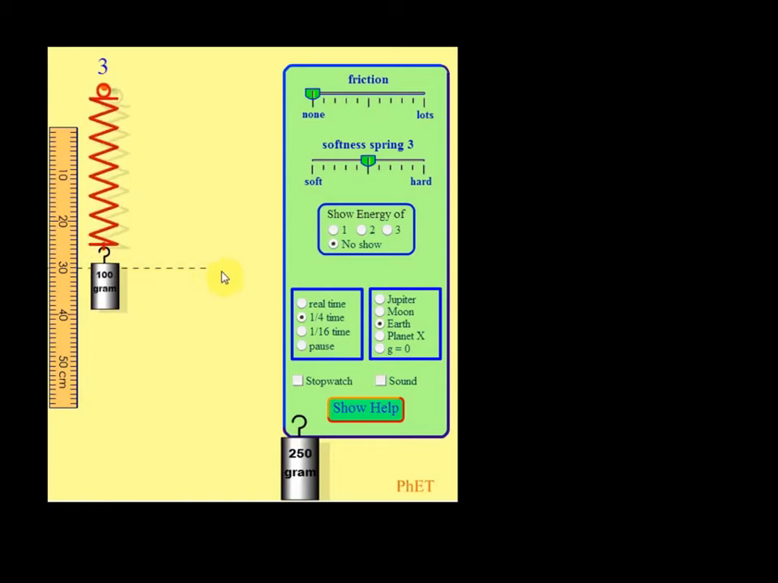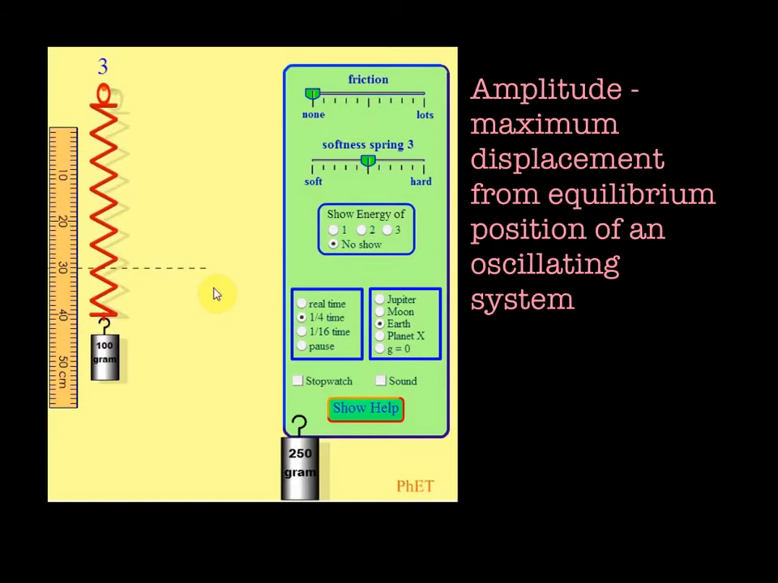And when it oscillates from that equilibrium point, it is moving a certain distance. That maximum displacement is what we call amplitude. So the amplitude is the maximum displacement from its equilibrium position.